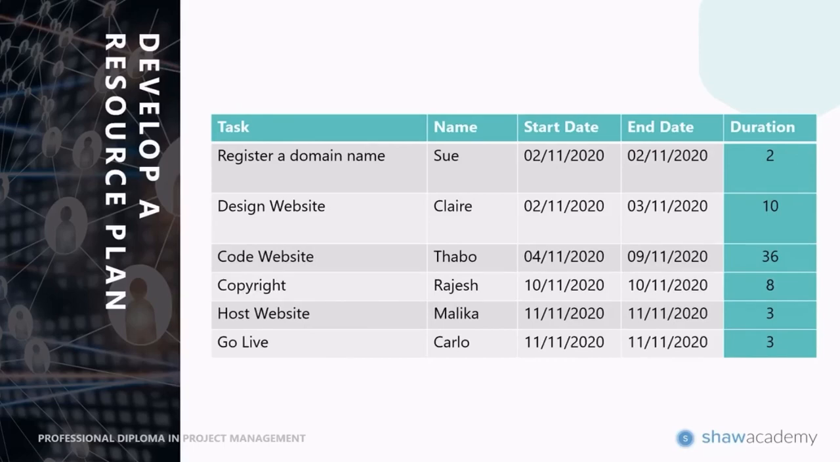So we can see that our project begins execution on the 2nd and finishes on the 11th of November. That's just quite an easy, simple example for all of you to follow. And I hope this all makes sense, and just think of different ways that you can apply your different estimation techniques that we covered earlier in the lesson.